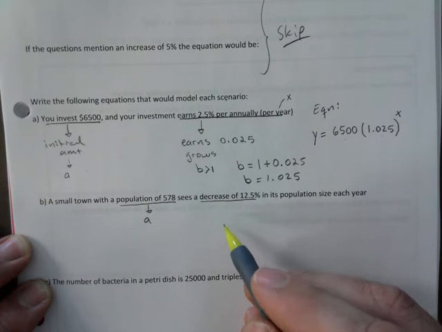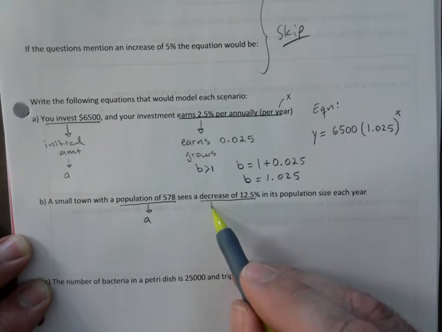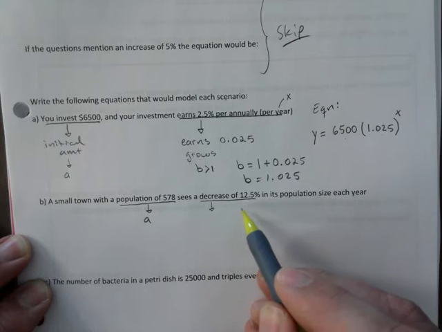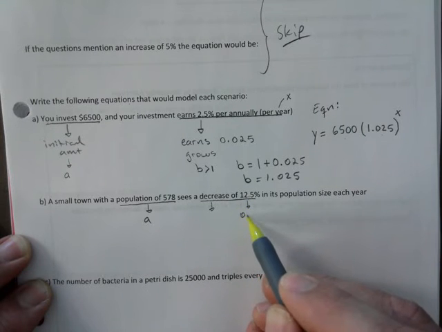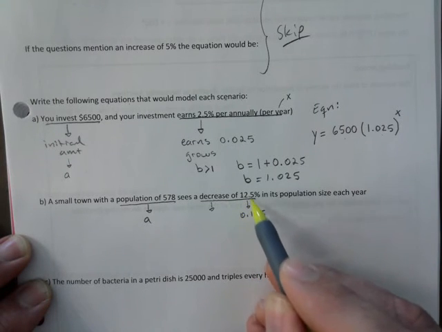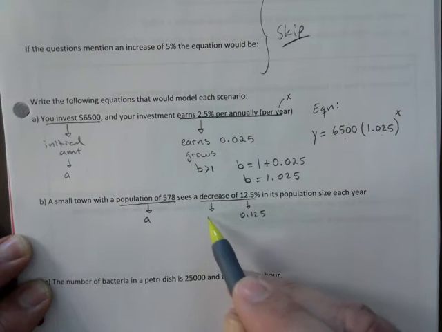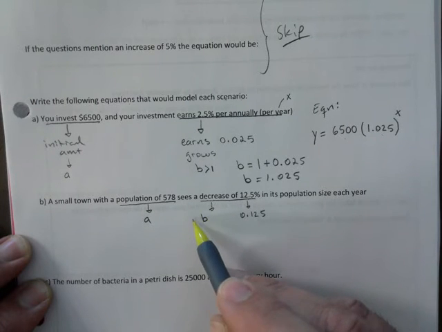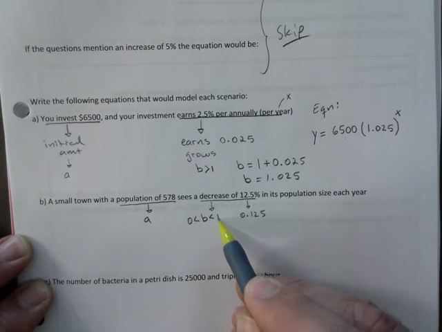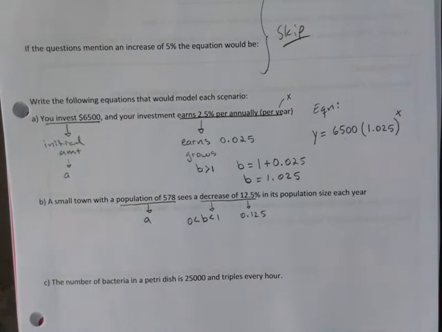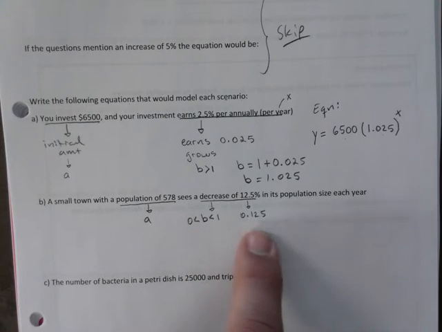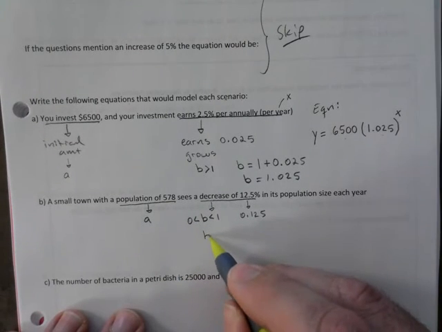Decrease of 12.5%. So what does that tell me? Let's figure out, this is 0.125, if you divide that by 100. A decrease is telling you that B is going to be between 0 and 1. Soon you're not going to worry about that. You're not going to do this very soon. You're just going to jump right into what I'm doing next.